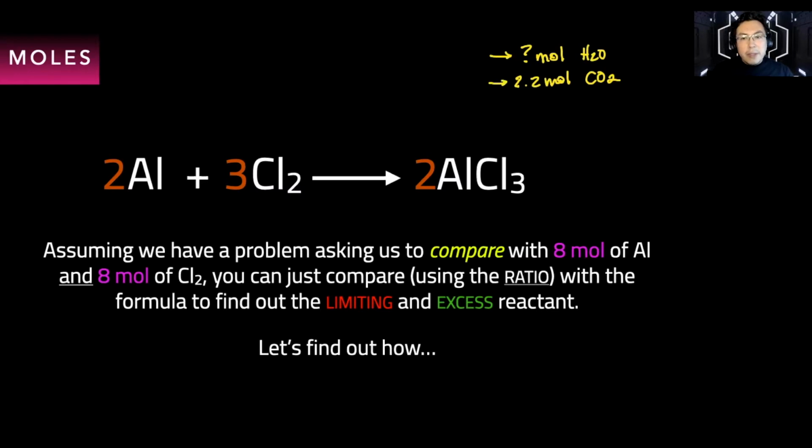Limiting reactant is more like a step before that. It's actually providing us two options. Here, we have a problem asking us to compare 8 moles of aluminum and 8 moles of chlorine gas. So in order to know which one of these is going to be our starting point, assuming we have 8 moles, this would be the same, right? 8 moles of aluminum or 8 moles of chlorine. So with this information, we're going to start our future problem, right?